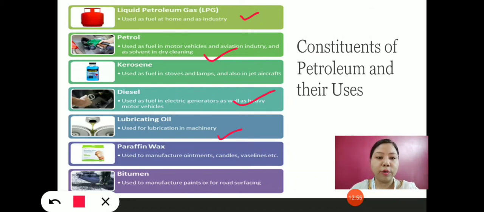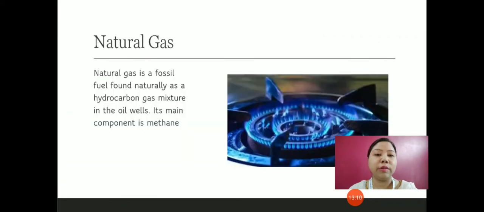Paraffin wax is used to manufacture ointment, candles and also Vaseline. Bitumen is used to manufacture paints and for road surfacing. So these are the constituents of petroleum and their uses.